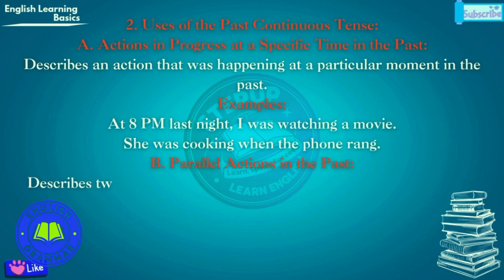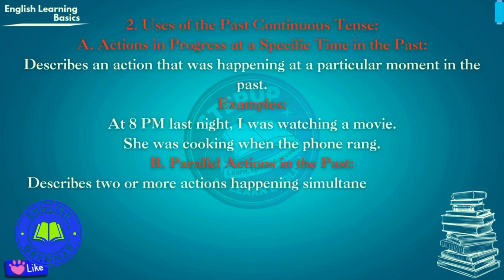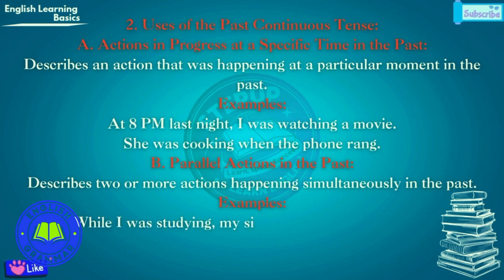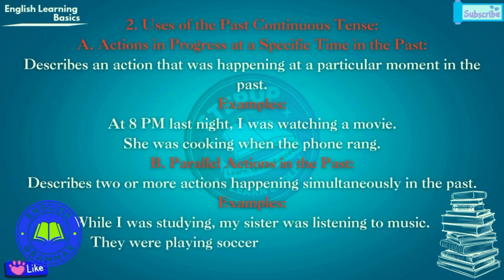B. Parallel actions in the past. Describes two or more actions happening simultaneously in the past. Examples: While I was studying, my sister was listening to music. They were playing soccer while we were reading.